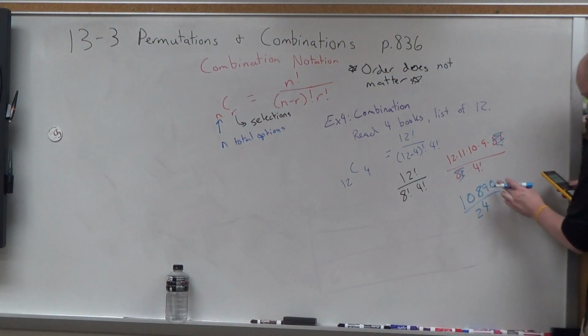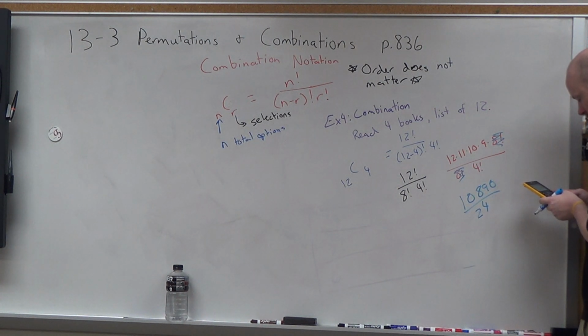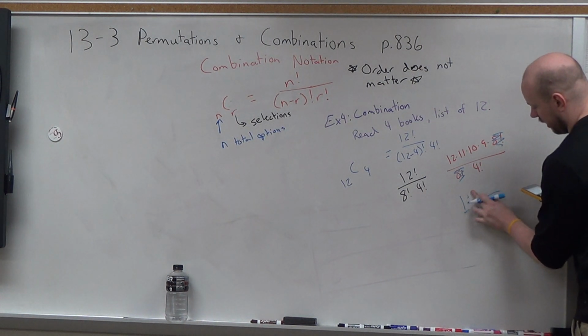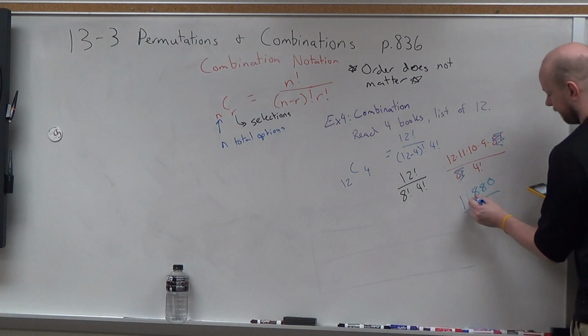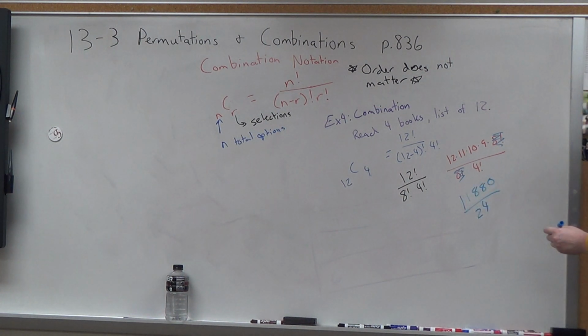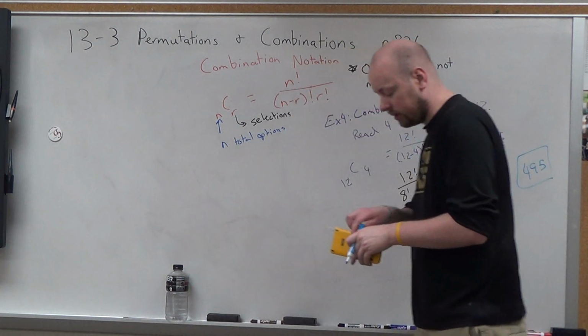I should have gotten 11,880. And divide that by 24, we get 495 different combinations. Yeah. See, even I get problems wrong every once in a while. Even I type something wrong in the calculator. It happens.